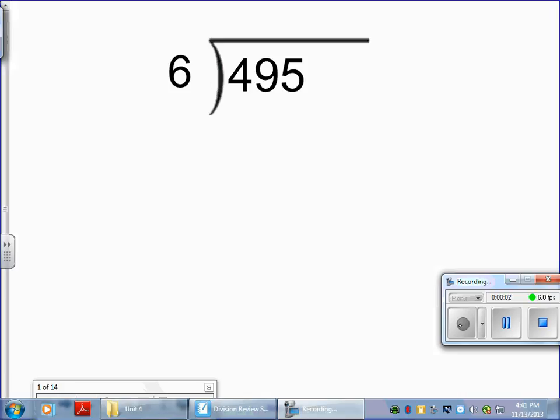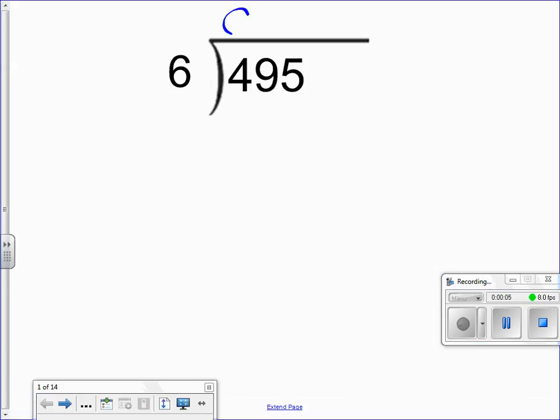First, we need to see if 6 can go into 4. It cannot, so we're going to put a 0 up top. 6 times 0 is 0, and we have to subtract, get 4, and then we have to bring down the 9. How many times can 6 go into 49 without going over?